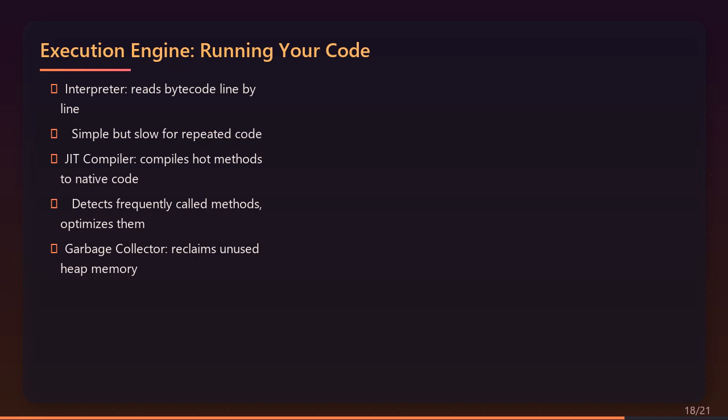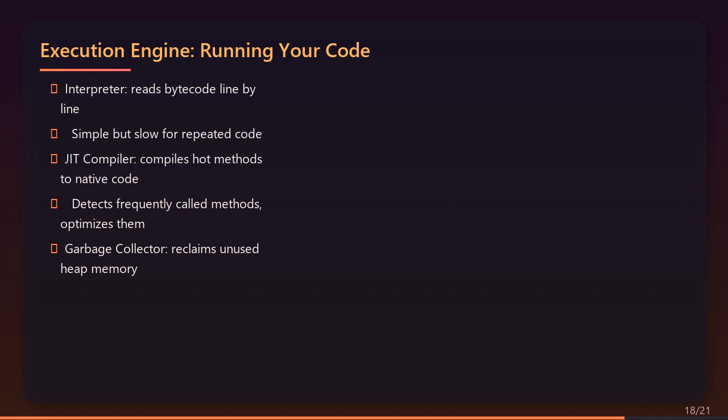The execution engine is what actually runs your code. It has three components. The interpreter reads bytecode one instruction at a time and executes it. Simple, but slow, especially for code that runs thousands of times in a loop. That's where the JIT compiler comes in, just in time. It watches for hot methods called very frequently, and compiles them directly to native machine code. After that, those methods run at near-C speed.